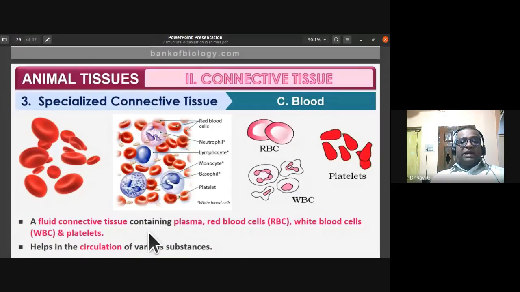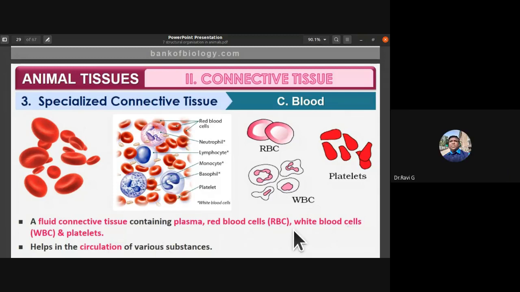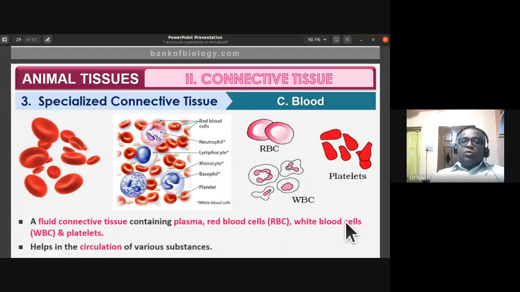Blood is a fluid connective tissue that contains plasma, red blood cells, white blood cells, and platelets. Red blood cells are also called red blood corpuscles or erythrocytes. White blood cells or white blood corpuscles are also called leukocytes, and platelets are called thrombocytes. They help in the circulation of various substances. Blood is also called the river of life.